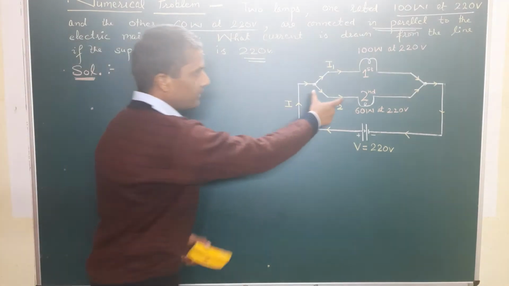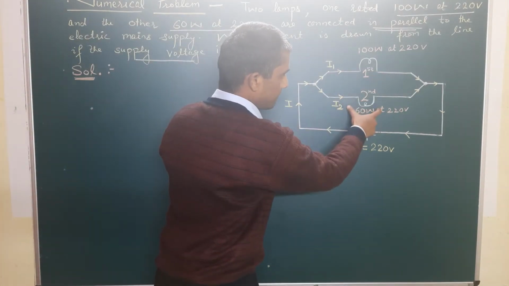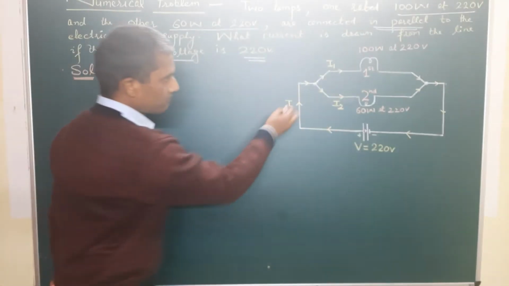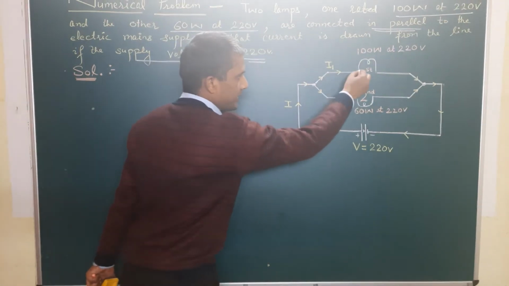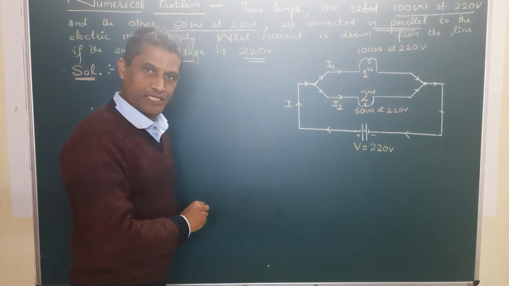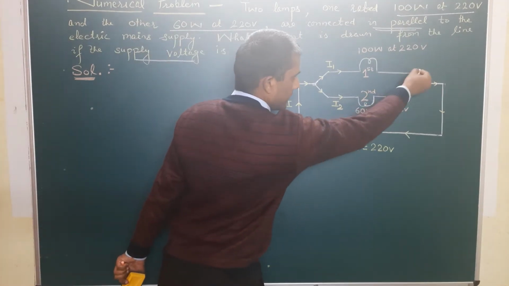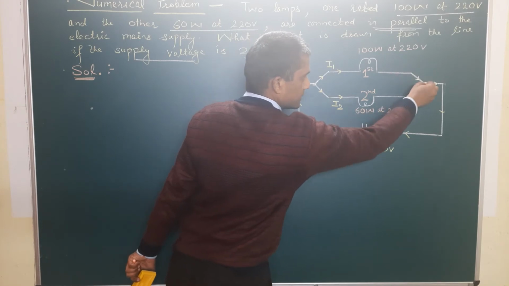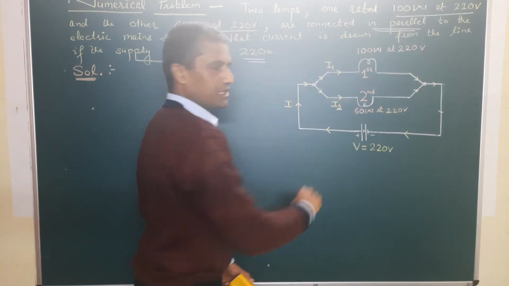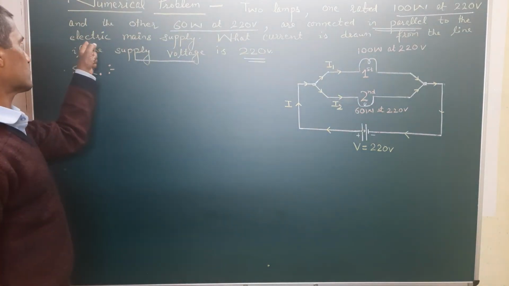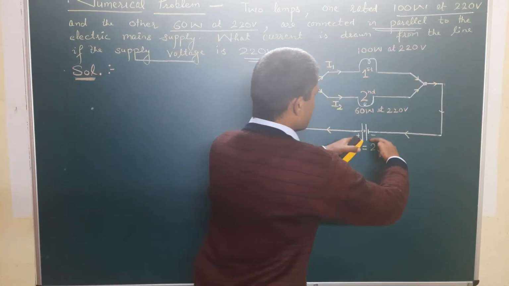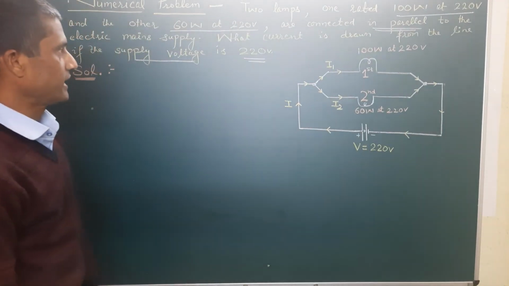Two lamps, one lamp is this one, the second lamp is this one, and both are connected in parallel. One end of these two bulbs is connected to one common point, and the other end of these two bulbs is connected to another common point. So we have a parallel combination, and it is connected to the electric main supply line.